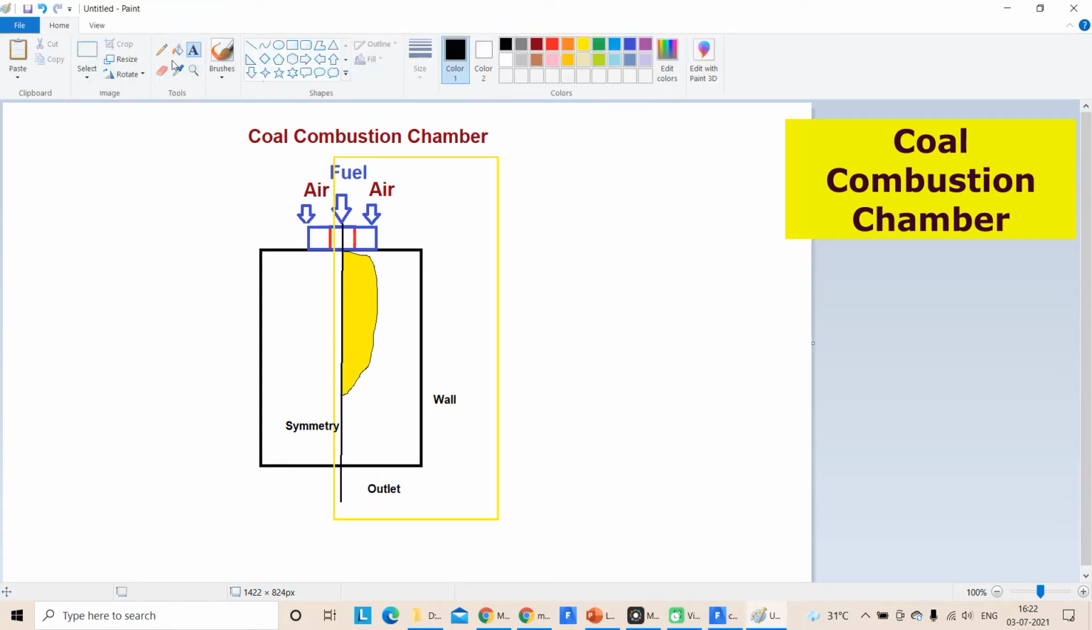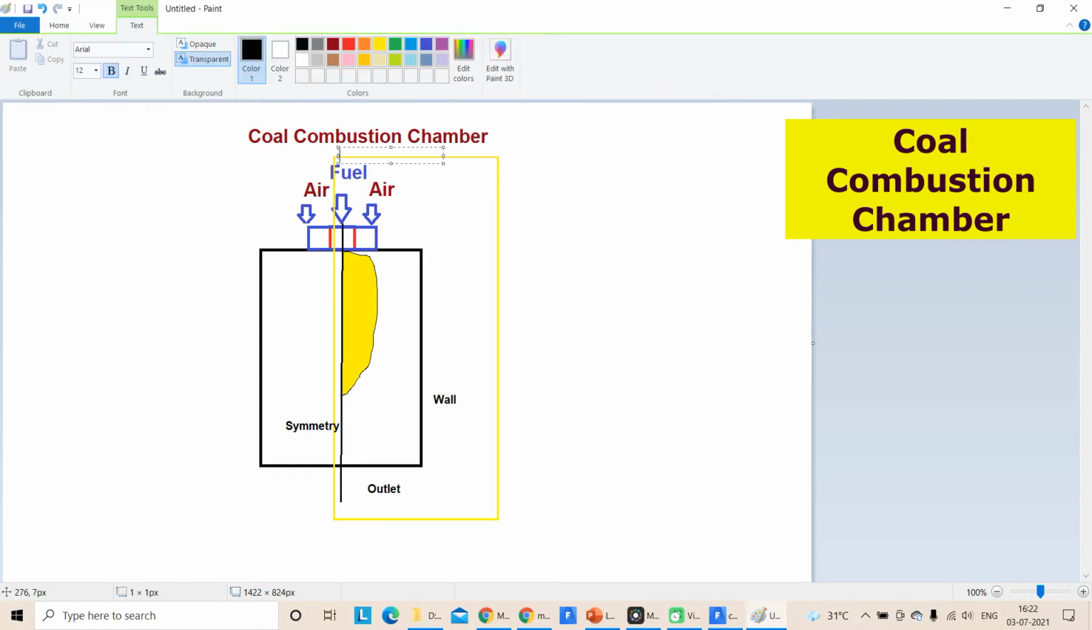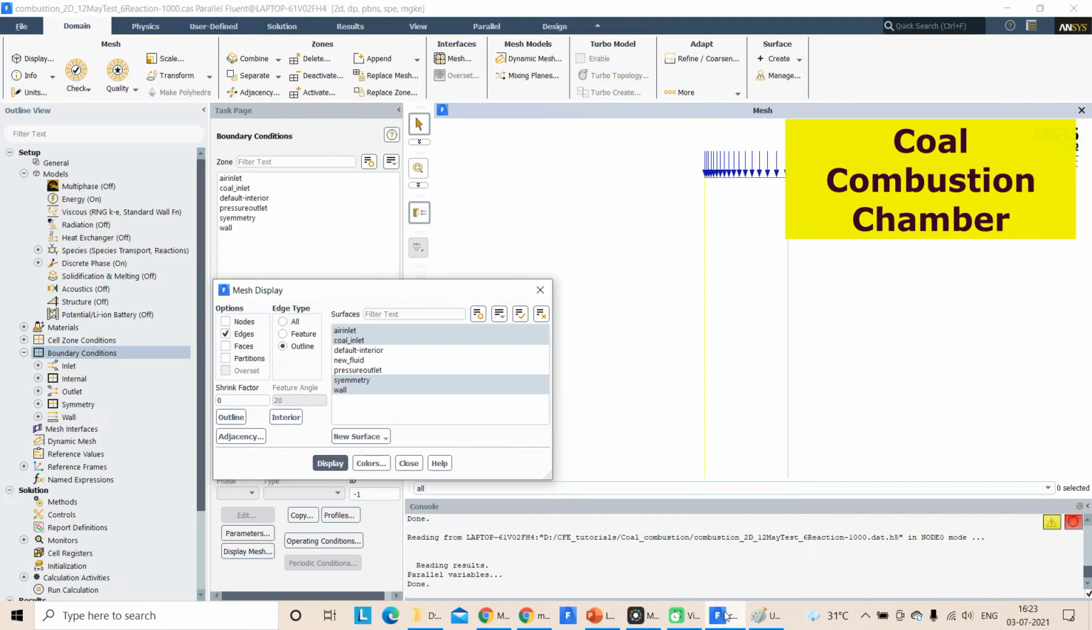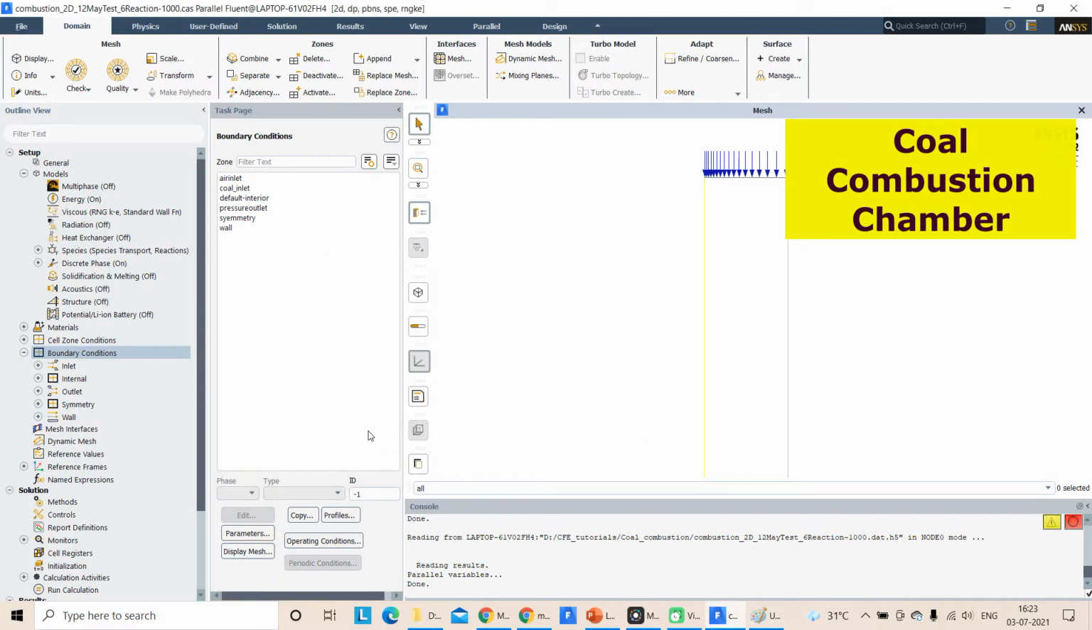And here what fuel do I use? I use coal as a fuel, and the fuel is a solid fuel. And yes, we have to select the fuel composition.